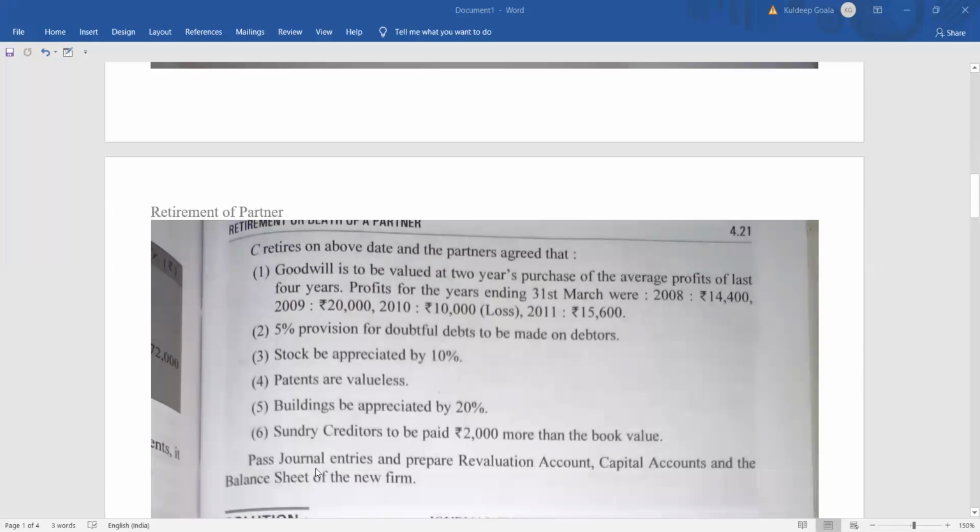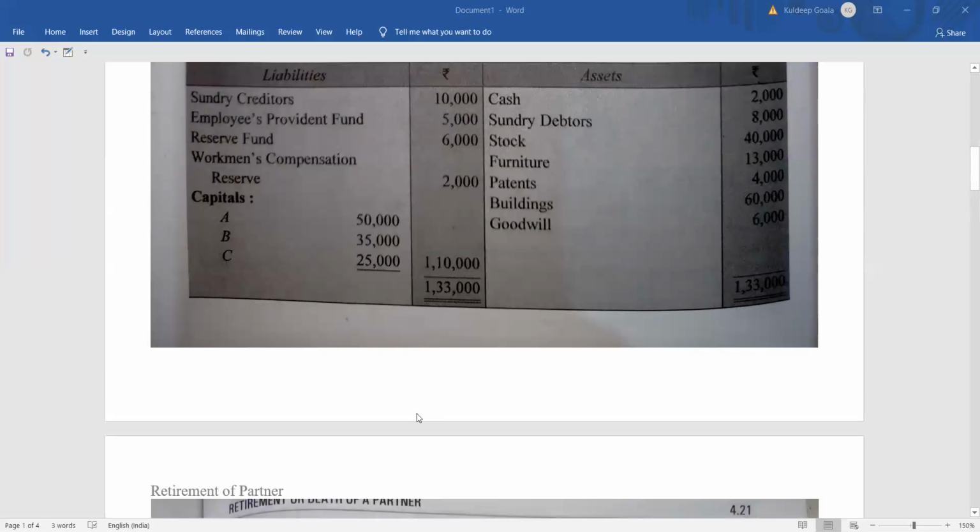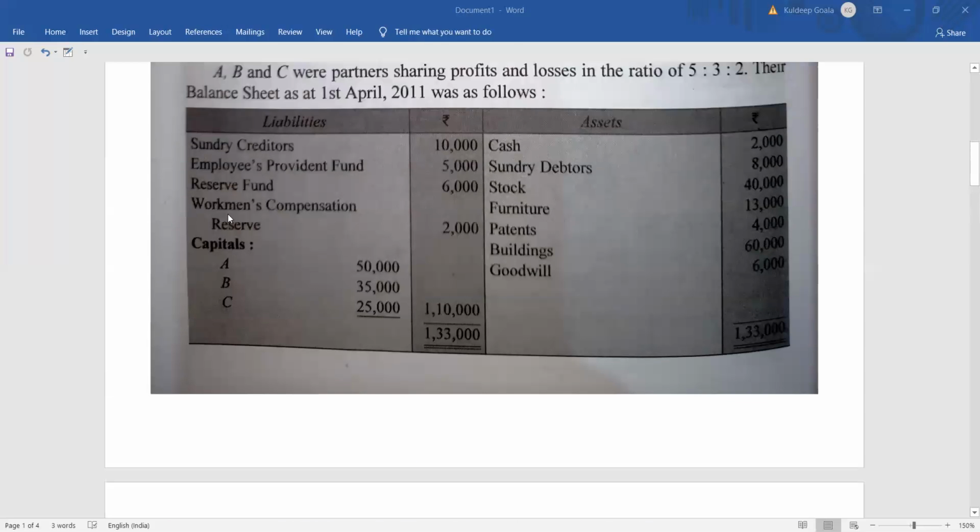So what is asked there? It asks to pass journal entries and prepare the revaluation account, capital account, and the balance sheet of the new firm. So it's a total sum of all the methods, all the things, all the details, right? So one by one we will take up. So first of all, we can go with the journal entries also. So what is there? Reserve fund. Reserve fund, how can we transfer?